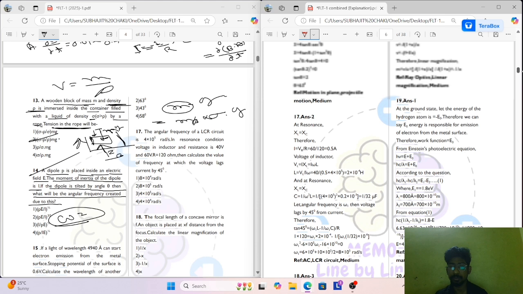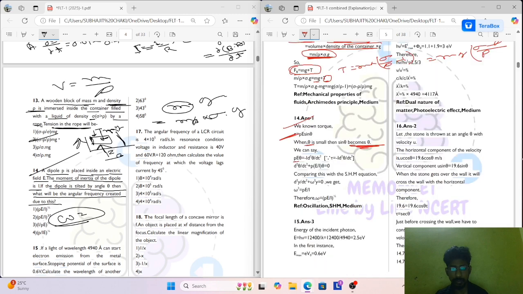We know that torque is equal to P E sin theta, right? When the theta becomes small, sin theta becomes theta, cos theta becomes 1, tan theta becomes theta, right? You have to remember this, and the theta is so small. So from this you can say P E sin theta will become P E theta, that is equal to I into d2 theta by dt2.